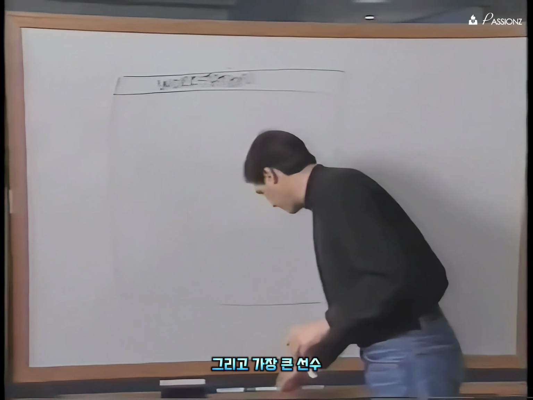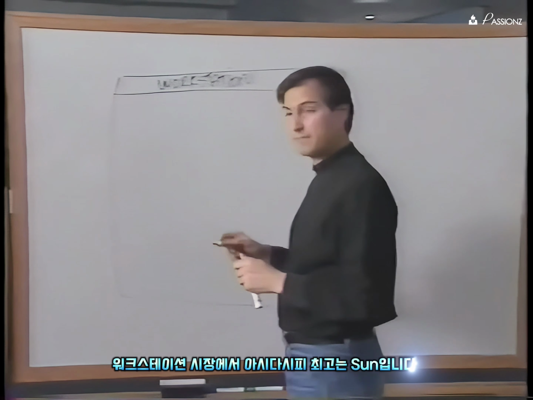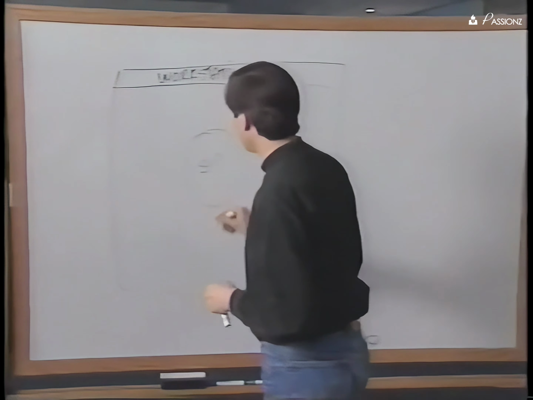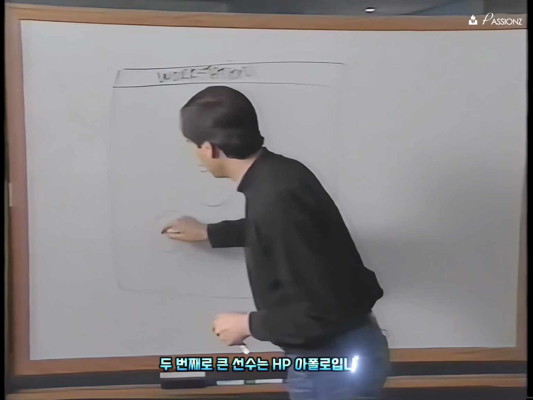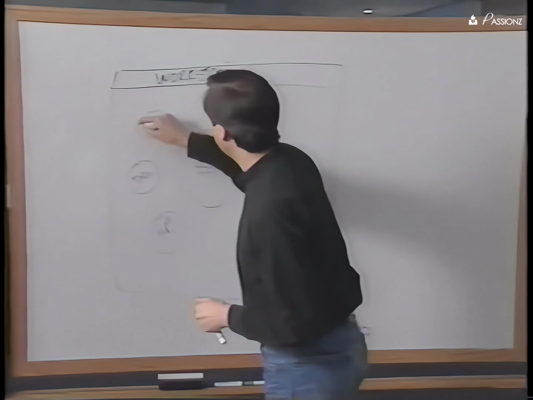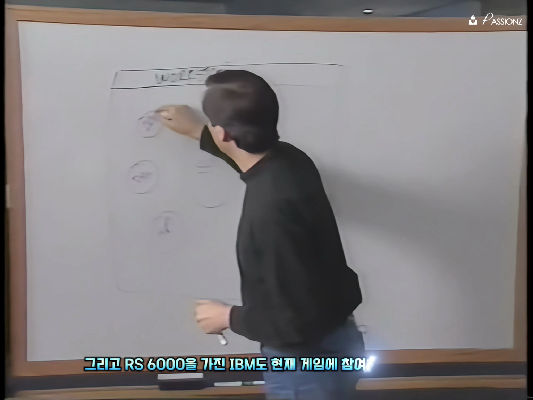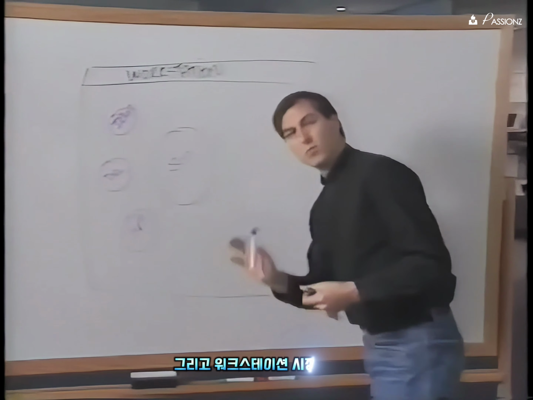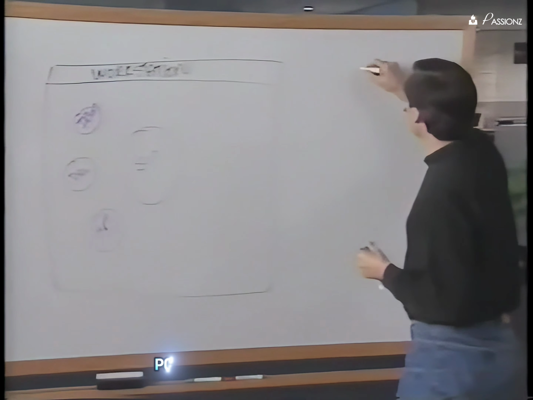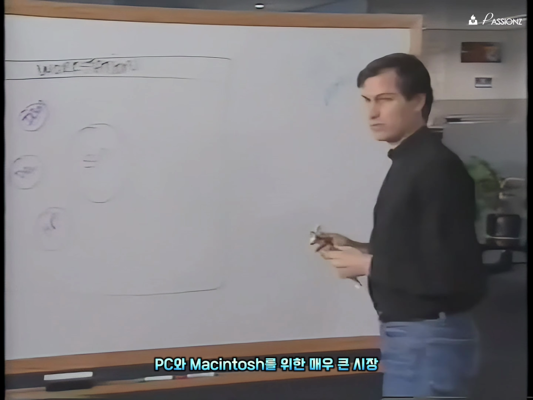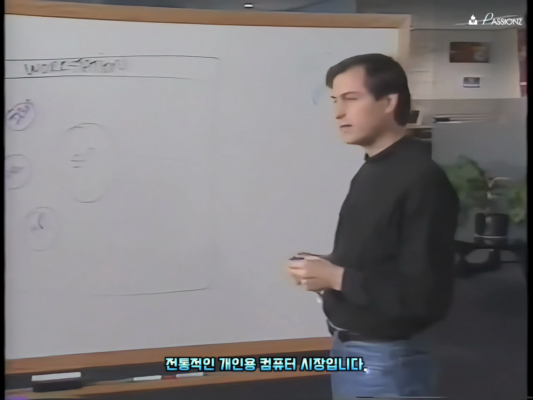And the biggest player, as you know, in the workstation marketplace is Sun. Second biggest player is HP Apollo. Third biggest player is DEC. And IBM with the RS6000 is now in the game as well. And then, outside the workstation marketplace, the very large market for PCs and Macintoshes, the traditional personal computer market.